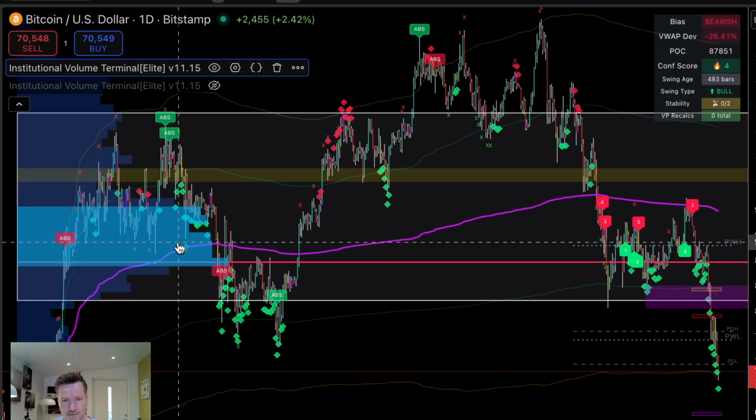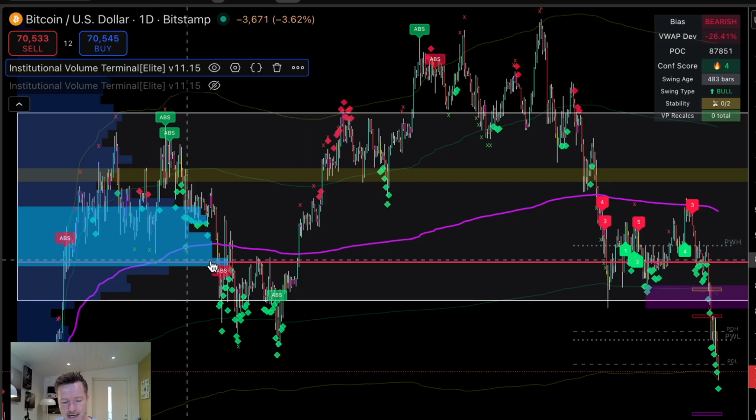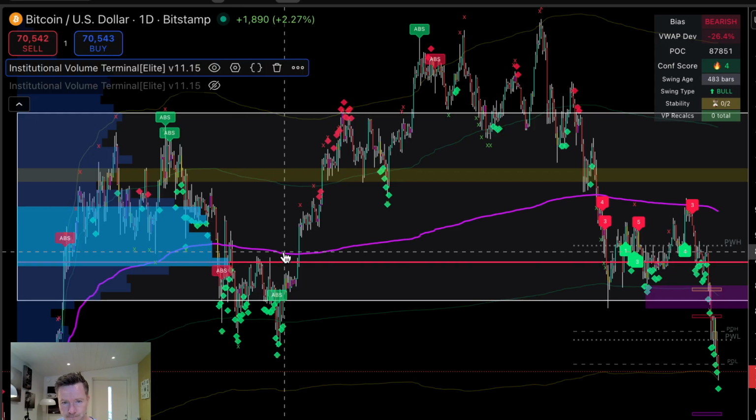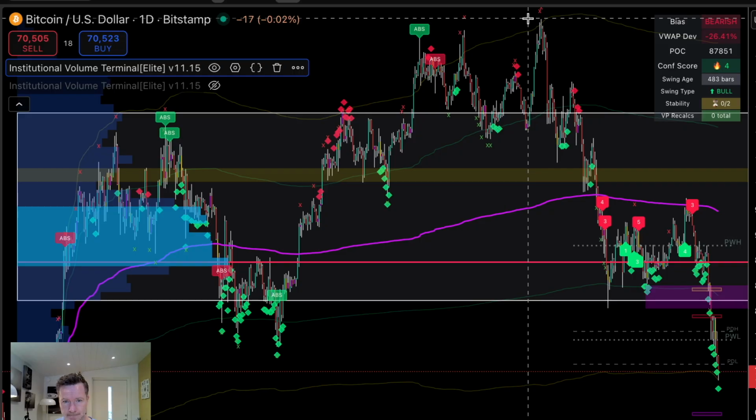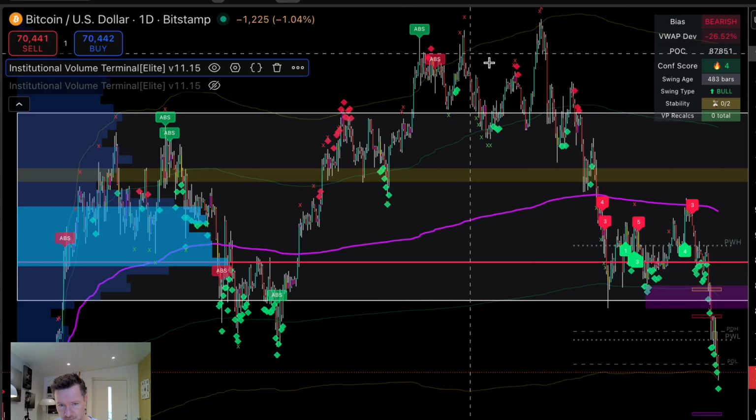Second, the point of control distance. This is the red line here, and this is the level where the most volume traded during the entire swing. It's mathematical proof of where institutions have their largest positions. When price sits at POC, that's equilibrium. When price moves far from POC, something is broken. And that dislocation tells us whether we are seeing institutional accumulation or distribution.